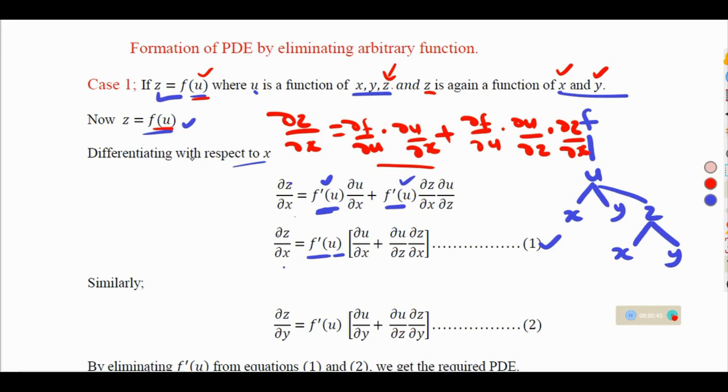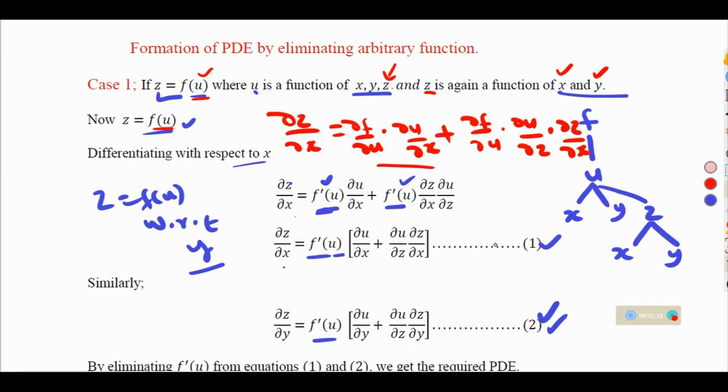Similarly, we can do the same when we take partial derivative of z equaling to f of u with respect to y. So doing the same for y, we shall be able to obtain del z del y, which is equal to f derivative of u del u del y plus del u del z times del z del y. And this will be able to give us our equation number 2.